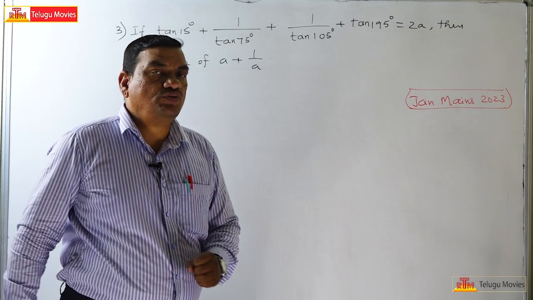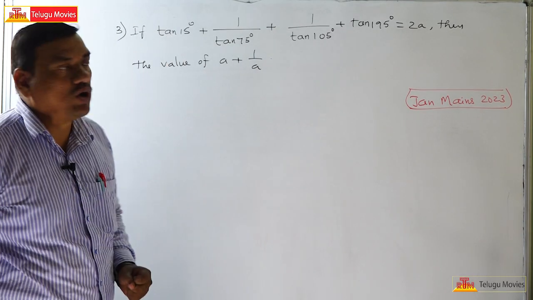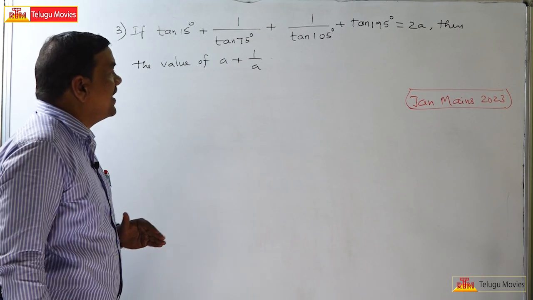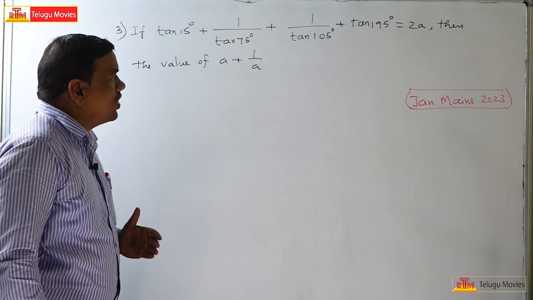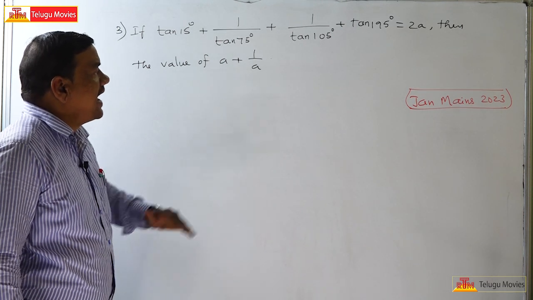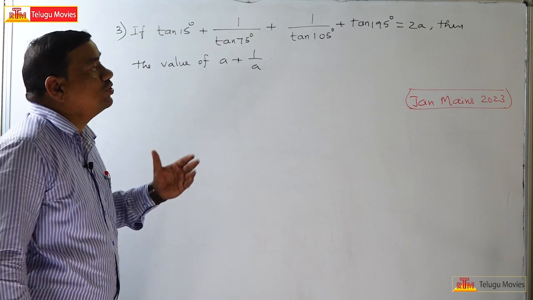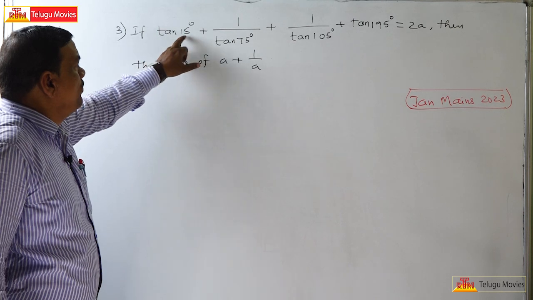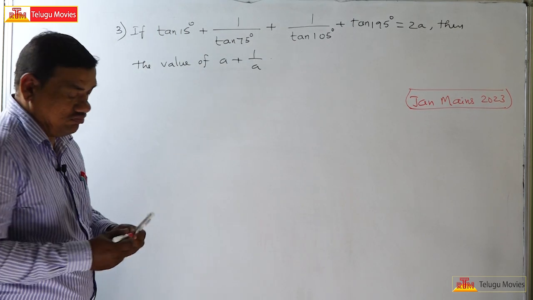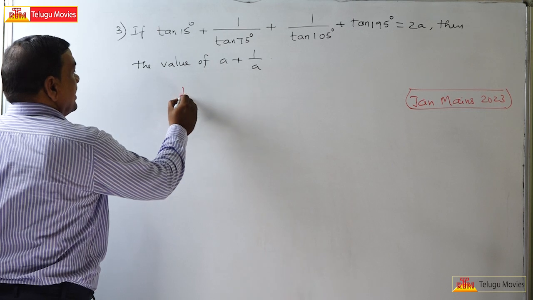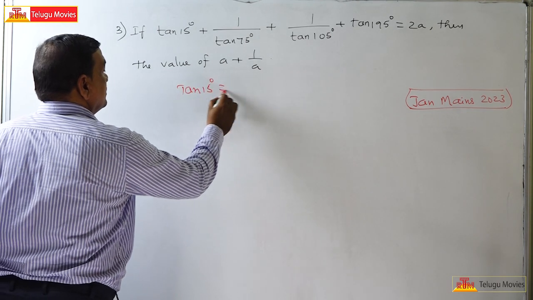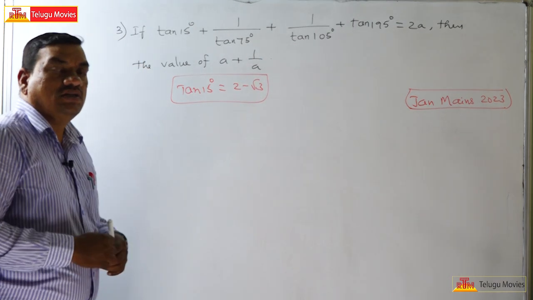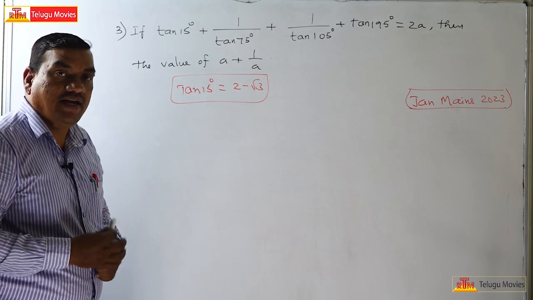Hi students, welcome to this problem. A very easy problem. See here: tan 15 degrees plus 1 by tan 75 degrees plus 1 by tan 105 degrees plus tan 195 degrees is equal to 2a, then find the value of a plus 1 by a. We know tan 15 degrees, so without hesitation we can write tan 15 degrees is equal to 2 minus root 3.